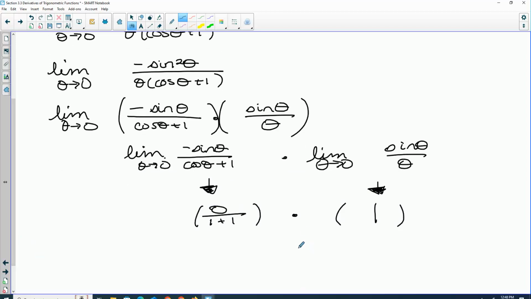So we get 0 times 1, which is 0. No, it's not 1, because it's a square root. Oh, right.